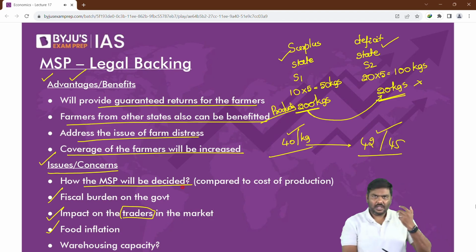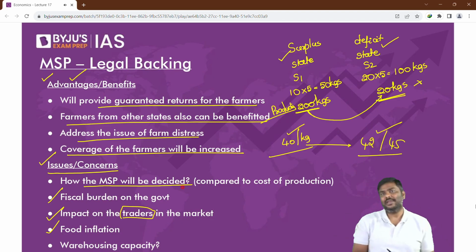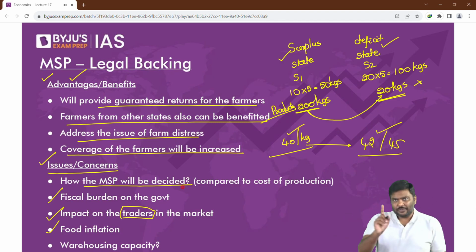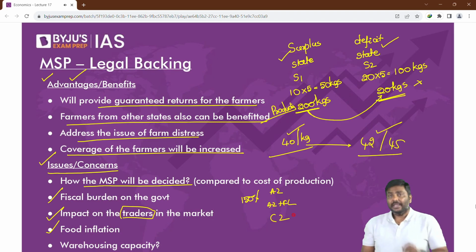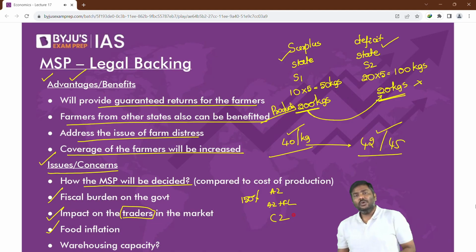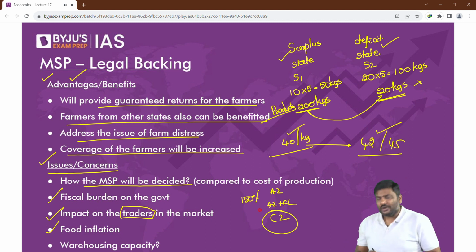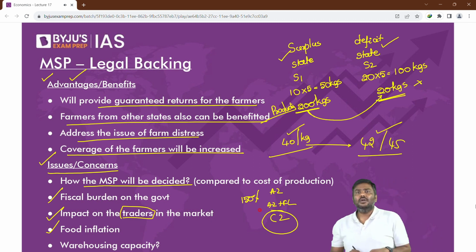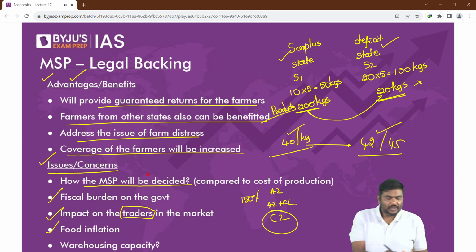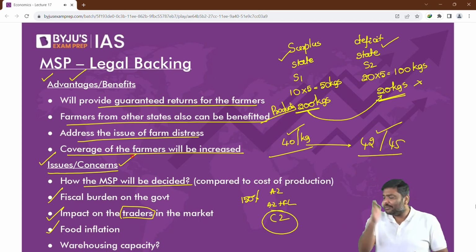Done? And finally, how will the MSP be decided? How is the government going to decide MSP? Please tell me, if you're a farmer, would you want to get 1% of A2, A2 plus FL or C2? If you're a farmer, would you want to get 150% of A2, A2 plus FL or C2? All of you should be very clear now. Sir, I want to get 150% of C2.